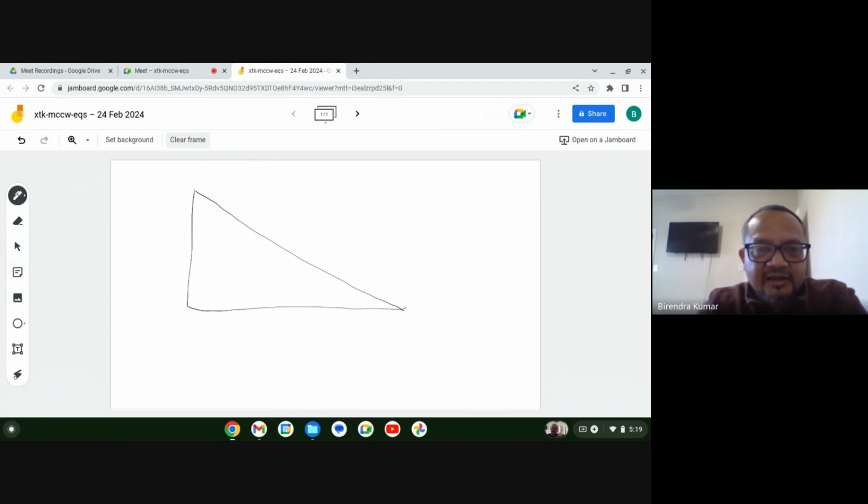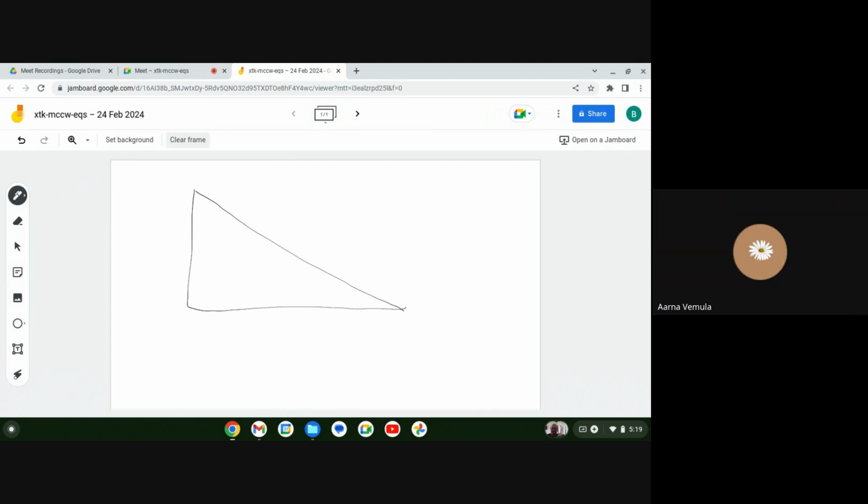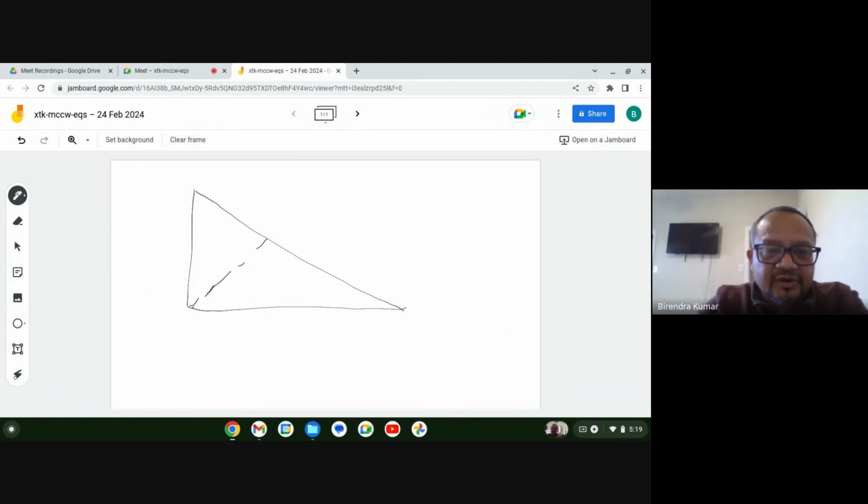This is a right angle triangle. What I did was I have drawn a perpendicular line from this corner to this line. Let's say this is A, B, C, and this is 90 degree.